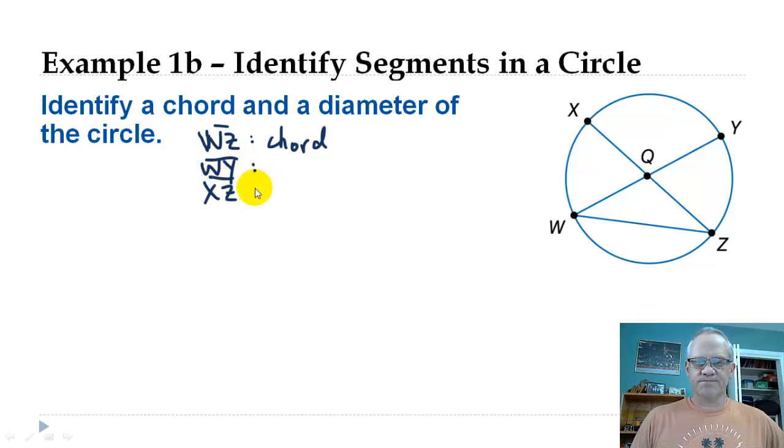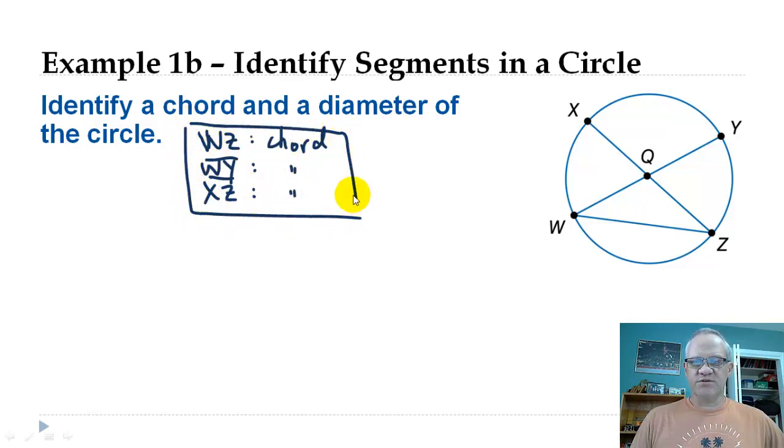Those are also chords. Okay, so those all are chords. And what else did it say? What's a diameter? So what would be a diameter? Well, in this case, actually the two other chords that we named here are also diameters, so WY and XZ.